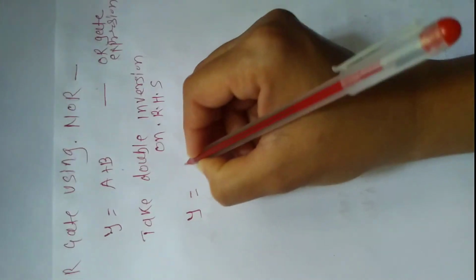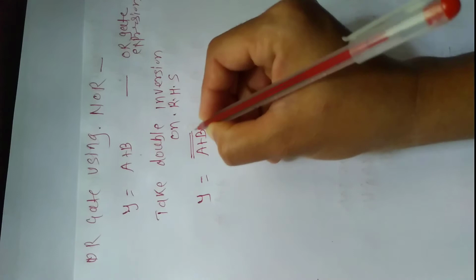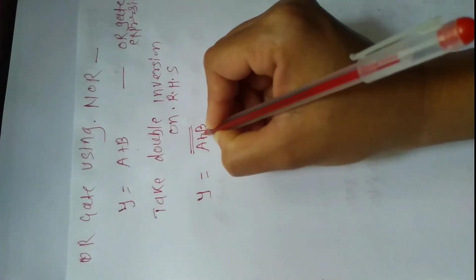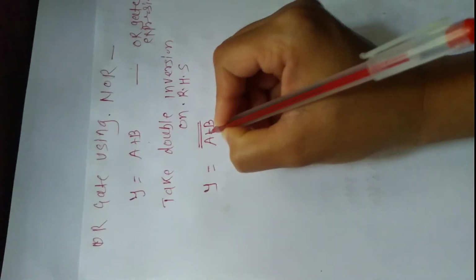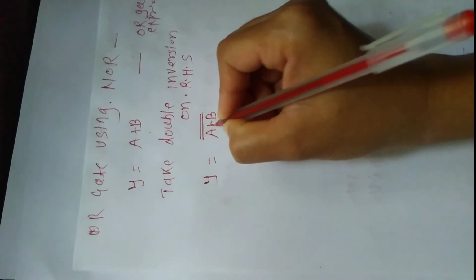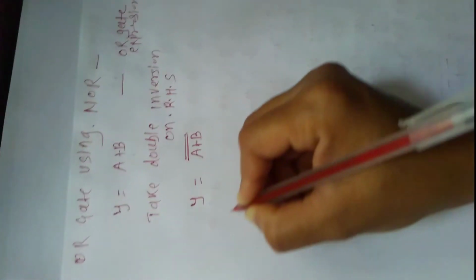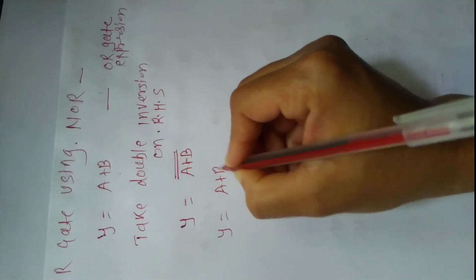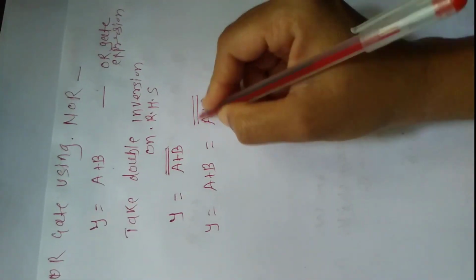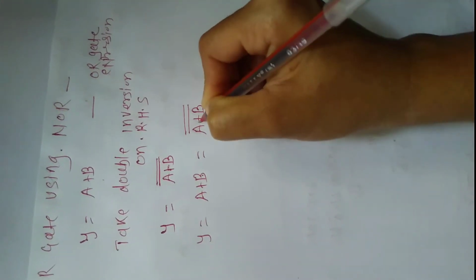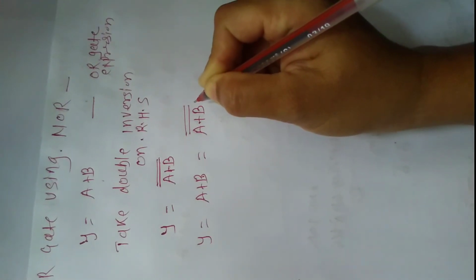So y is equal to a plus b double bar. A plus b complete bar is the expression of a NOR gate. So here we cannot apply De Morgan's theorem. This term is already in the form of NOR gate. So the term a plus b is represented as a plus b double bar. This is the expression of OR in the form of NOR gate. So this is the universality of OR gate using NOR.